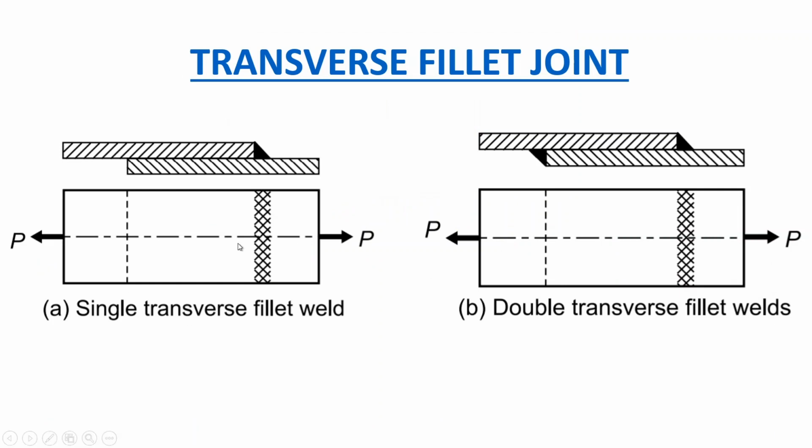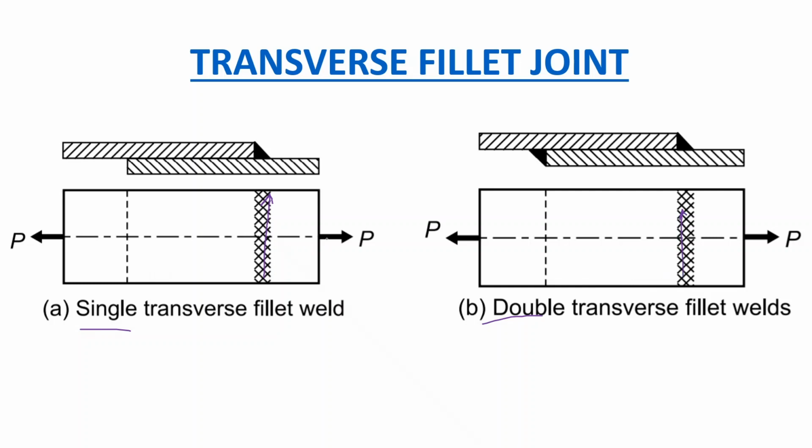Now this figure over here shows you a transverse fillet weld. This is a single transverse fillet weld and a double transverse fillet weld. This is the direction of your single transverse and this is your double transverse. This is the direction of your weld. Okay, this is the direction of your weld.